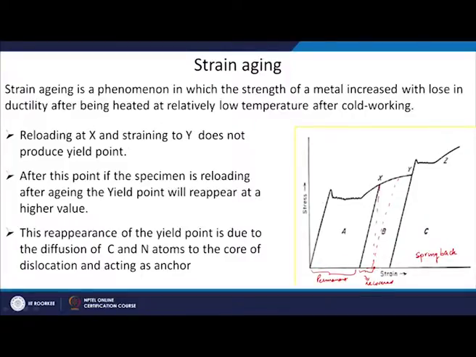Actually, this line is parallel to your elastic part, the linear part. So basically, where you have stopped the deformation, from there you plot a line parallel to this linear elastic part. Wherever it cuts this axis, that will be your total strain. This much is recovered, this much is permanent. So, if I want this much as permanent strain in the material, I have to have a higher total strain in the material.